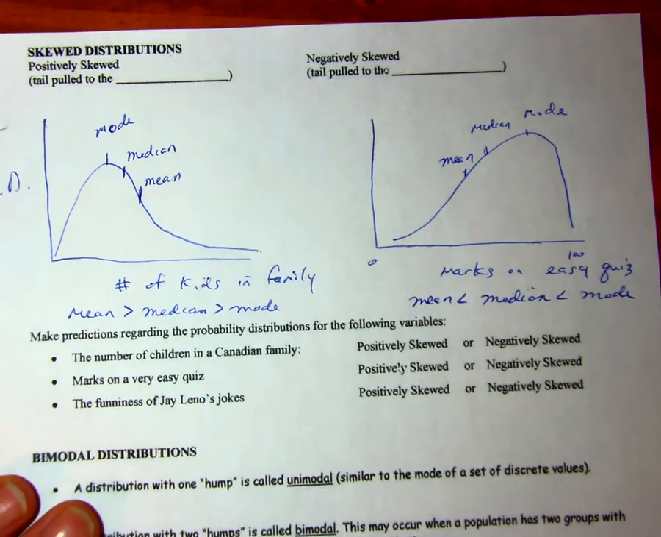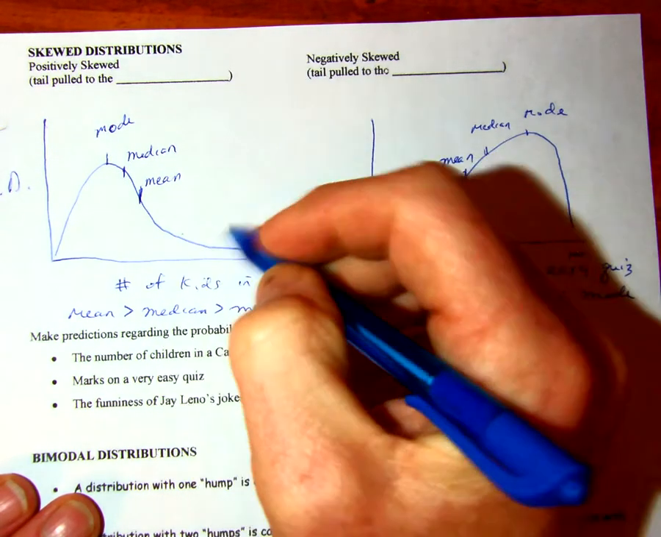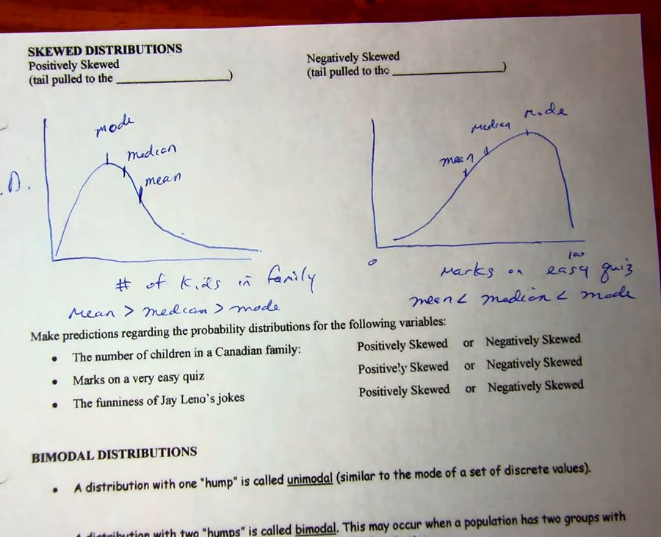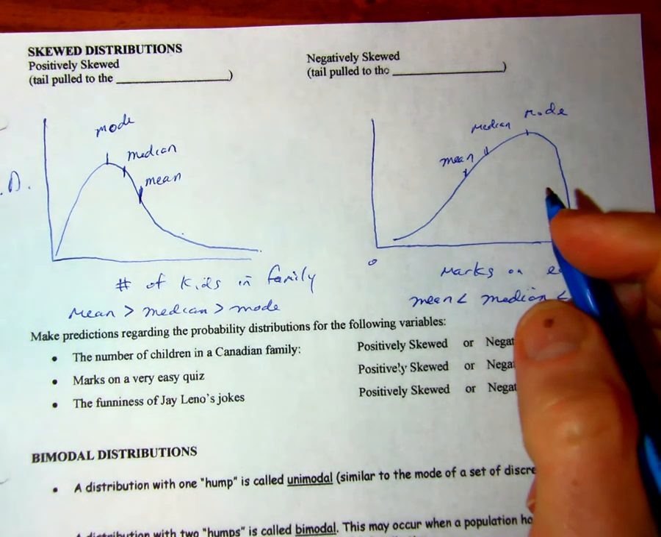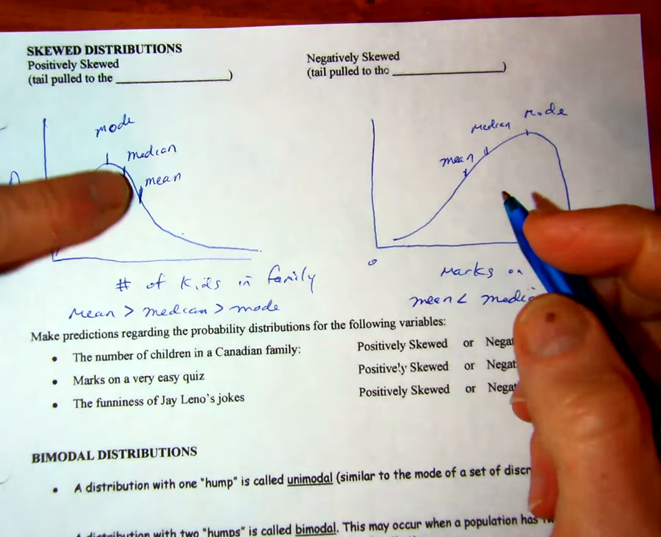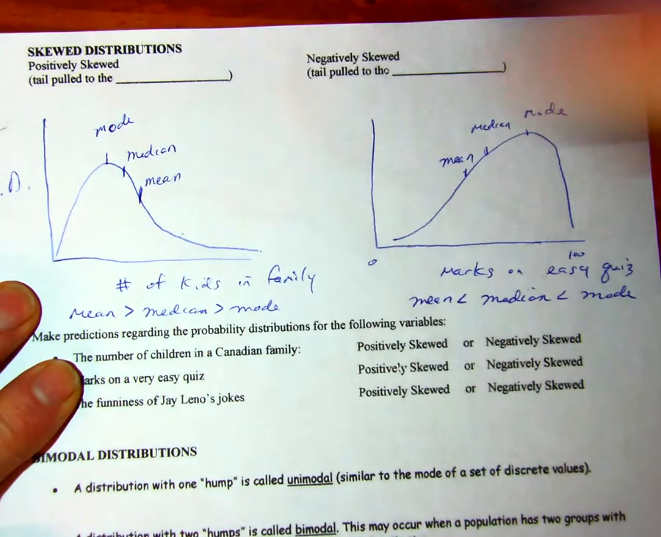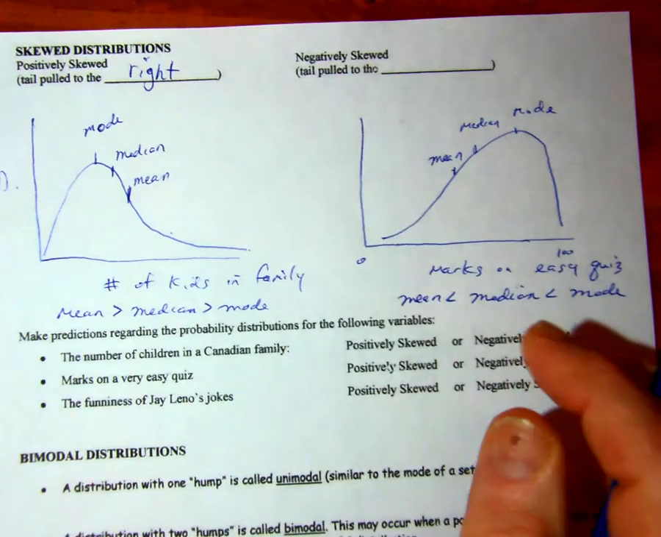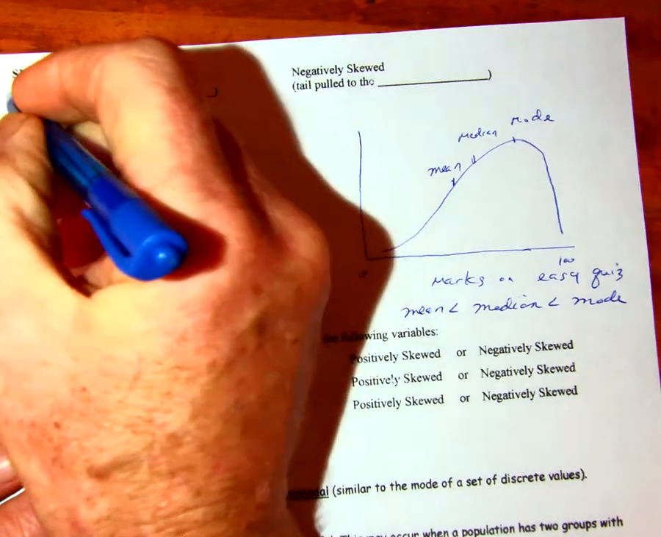Alright, so this is called positively skewed. Another way of calling this is it's skewed to the, which direction? Would you say right or left? Right. It's skewed right. The tail is to the right. The mean is being skewed to the right. So we call this right or positive. It's skewed in the positive direction. Remember, that's the positive direction, that's the negative direction. So it's positively skewed.